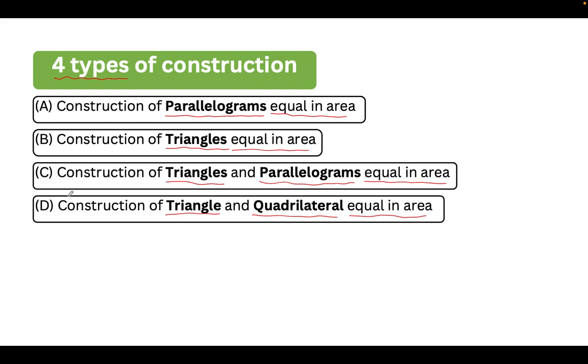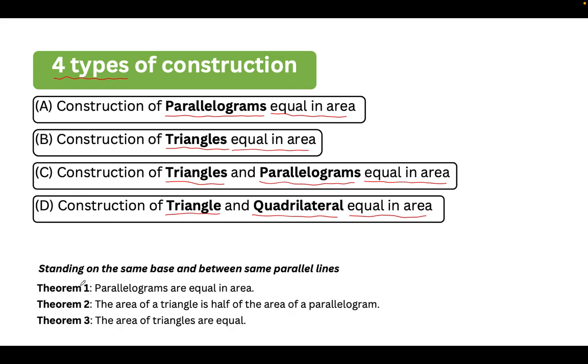But before that, let's recall the theorems of triangles and quadrilaterals. In theorem 1, parallelograms are equal in area if they are standing on the same base and between the same parallel lines. What I am writing, standing on the same base and between the same parallel lines, is in all 3 theorems of triangles and quadrilaterals: the 2 triangles or parallelograms or quadrilaterals must be standing on the same base and between the same parallel lines. So in theorem 1, parallelograms are equal. In theorem 2, a triangle is half the parallelogram in terms of area, and in theorem 3, the areas of triangles are equal.